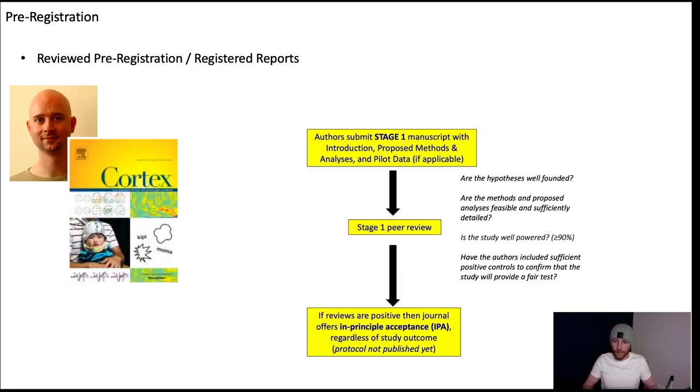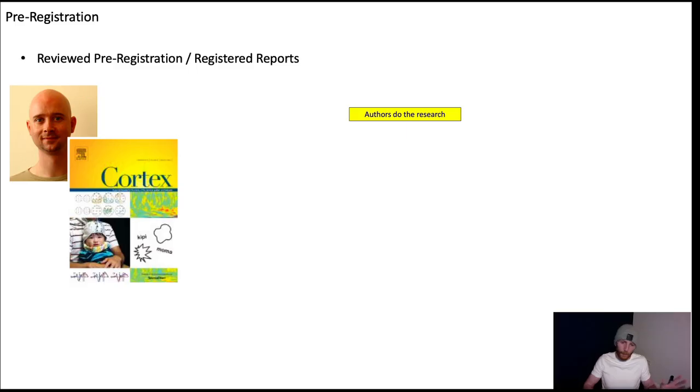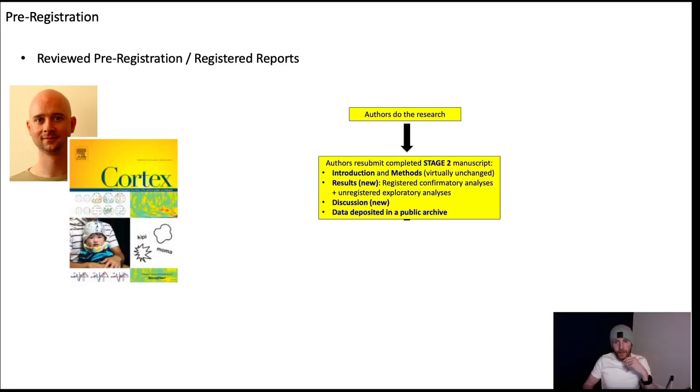You guys are submitting a stage 1 registered report. The only difference is you're doing a registered replication report, which is basically replicating a study, but everything else is identical to what we just saw. Then the authors would do the research. They resubmit what's called a stage 2 manuscript.